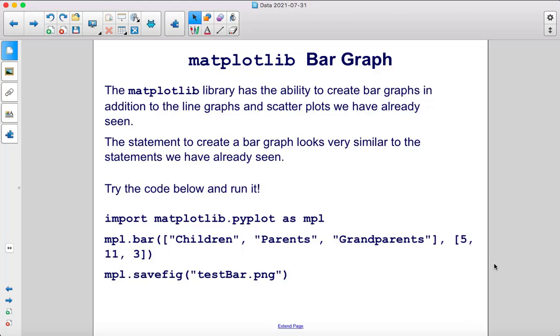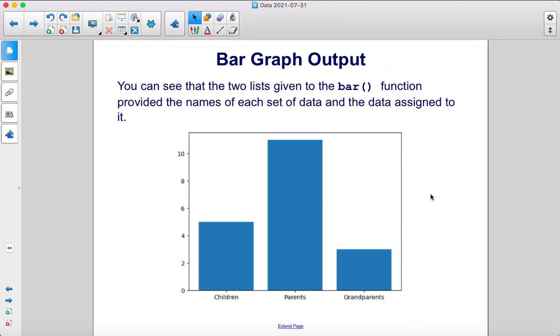The Matplotlib library has the ability to create bar graphs in addition to the line graphs and scatter plots we've already seen. The statement to create a bar graph looks very similar to the statements we've already seen. Try the code below and run it. So here we have bar for bar graph. On the next slide, we'll see what it looks like. You can see that the two lists given to the bar function provided the names of each set of data and the data assigned to it.